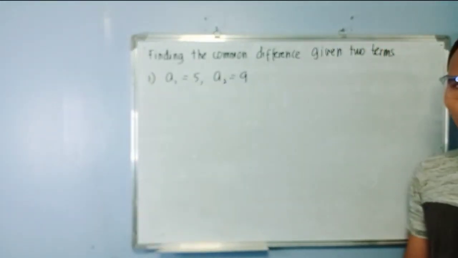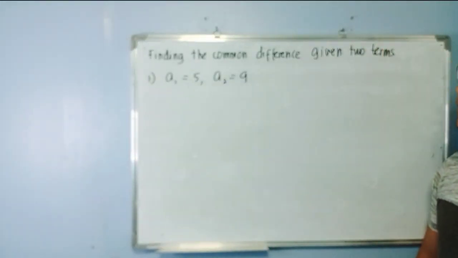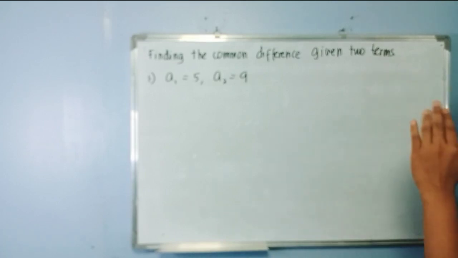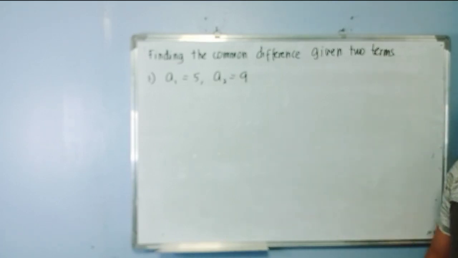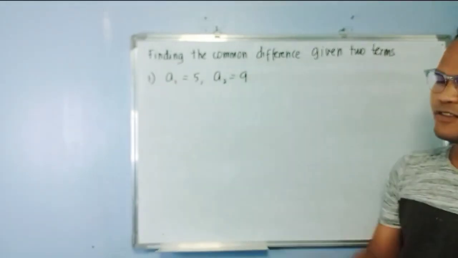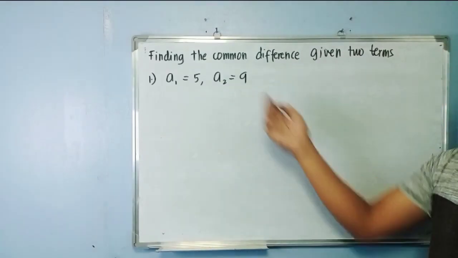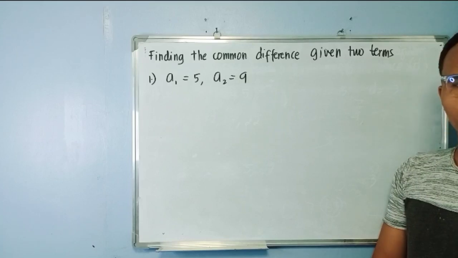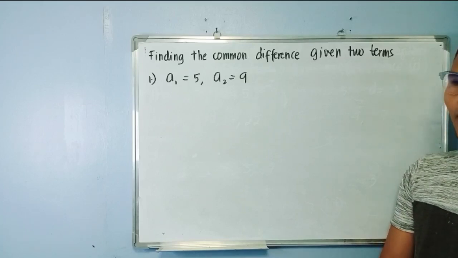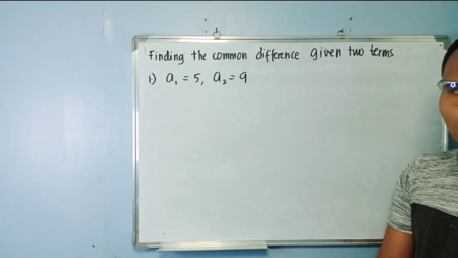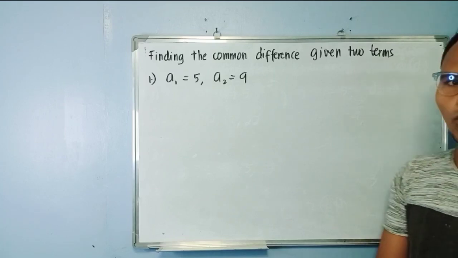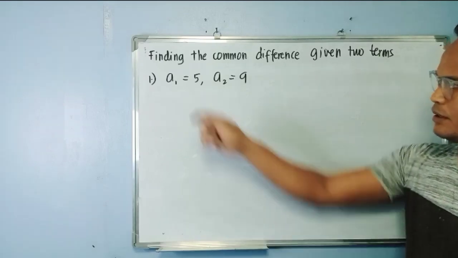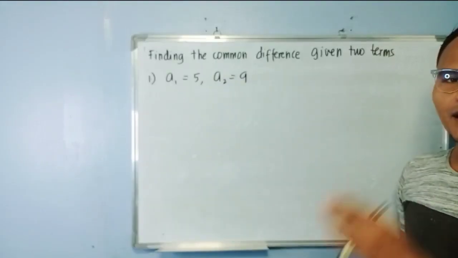Okay. In our next activity, we are going to find the common difference given 2 terms. Example number 1. We have here the first term is 5 and the second term is 9. Now, we can easily find the common difference if the 2 terms are consecutive terms. When we say consecutive, nagsunod. First term, second. So they are consecutive.